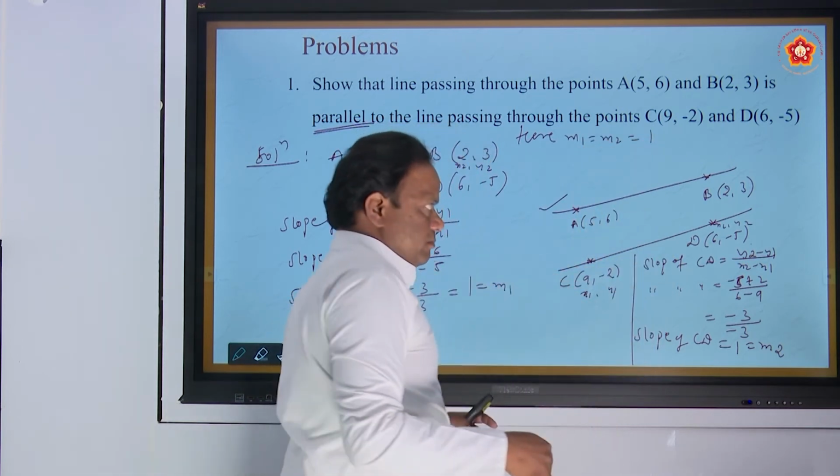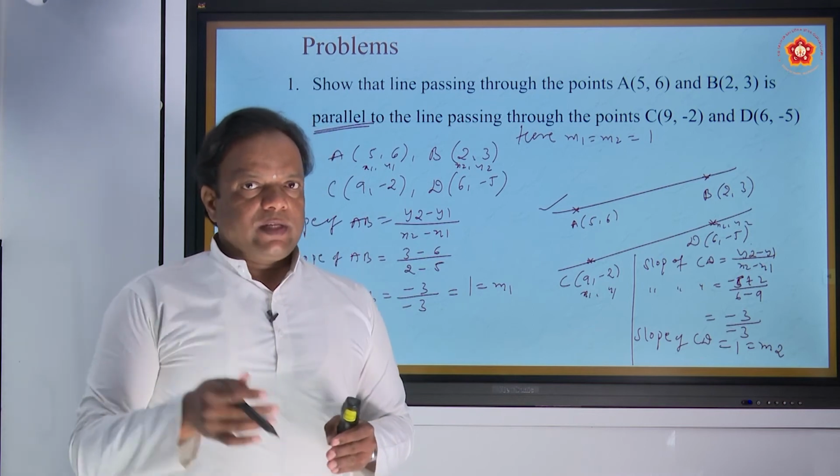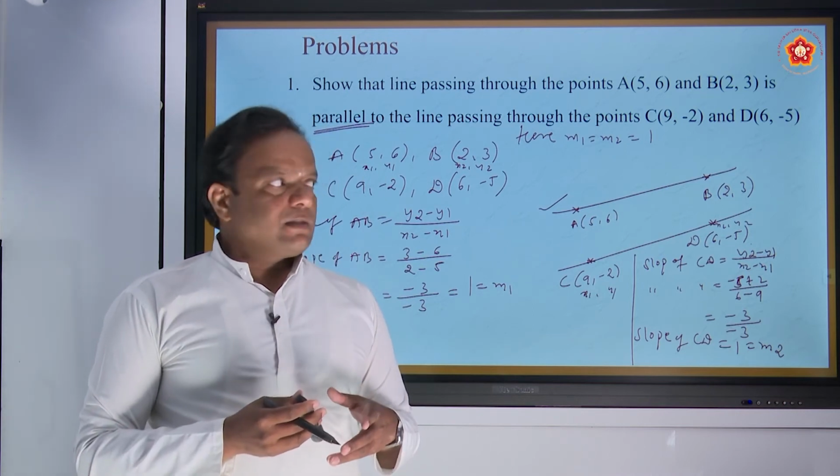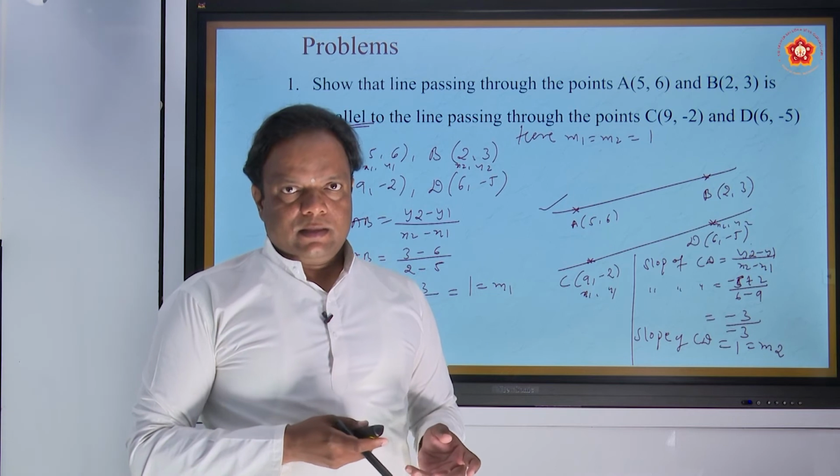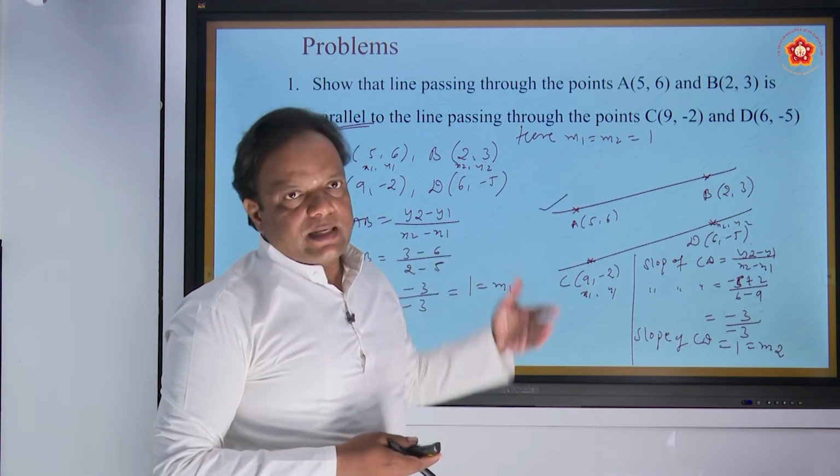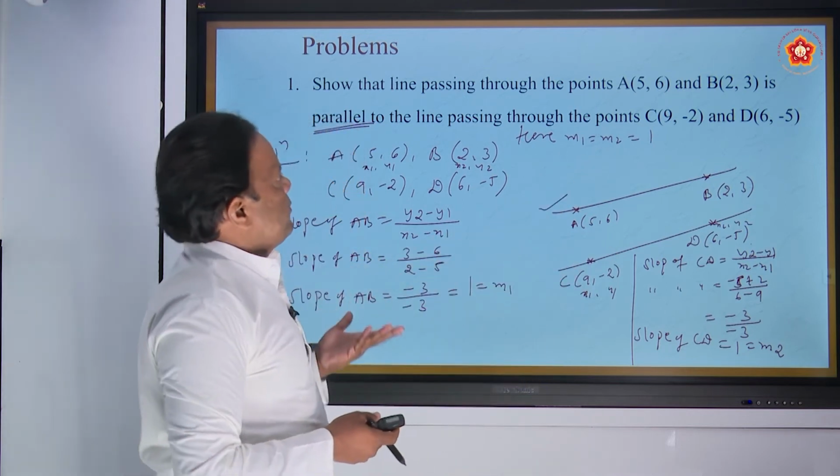Both are equal. Slopes are equal. We know that if slopes are equal, the lines are parallel here. Slopes are equal, therefore the lines are clearly parallel. So our proof is over now.